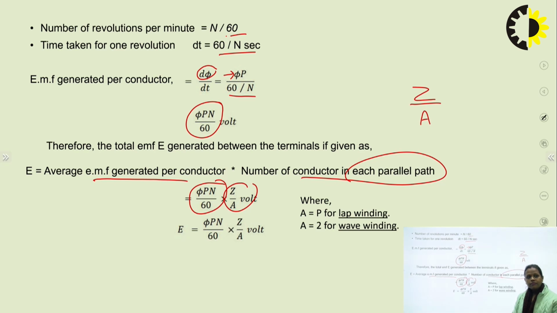Now, if we have a lap type of winding, the number of parallel paths A will always be equal to the number of poles. And if we have a wave winding, then the number of parallel paths A will always be equal to 2.